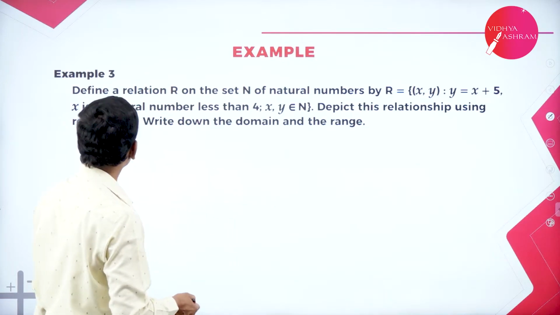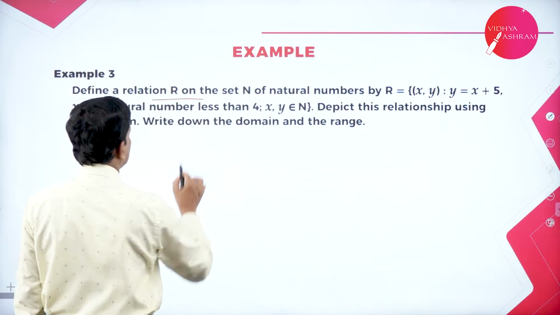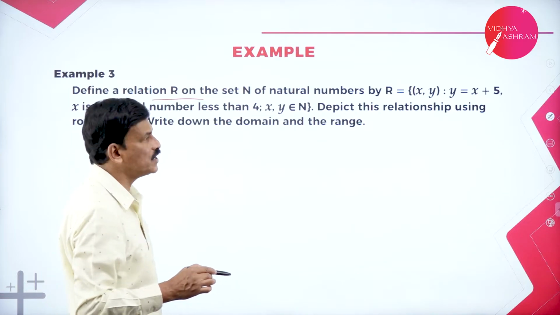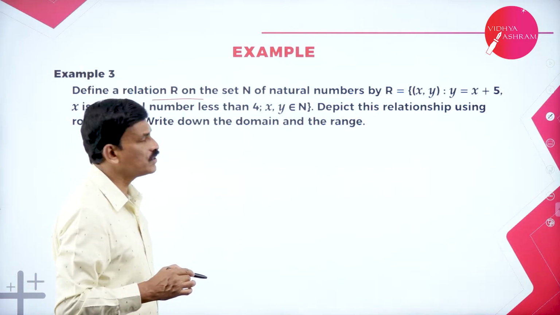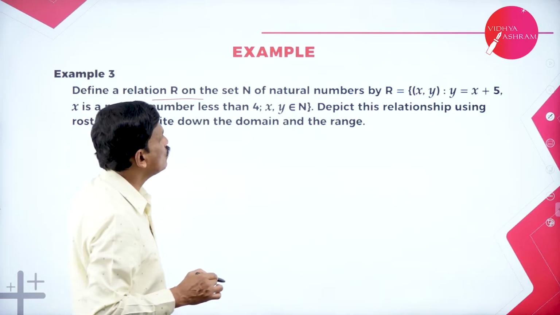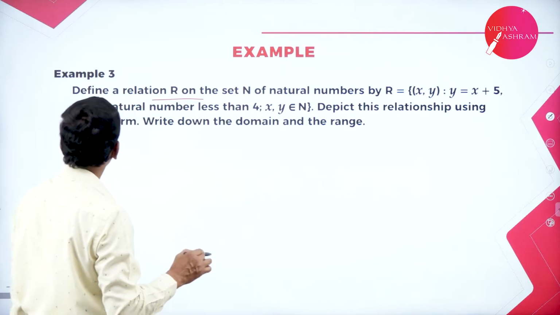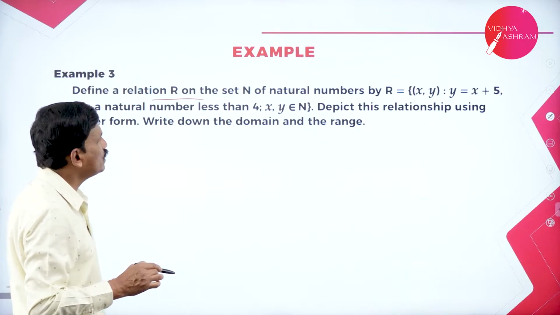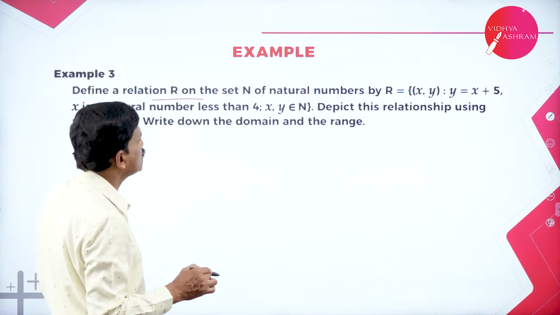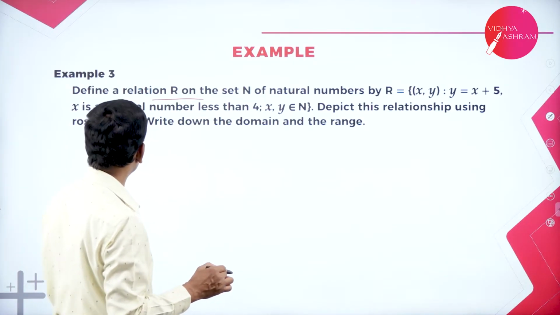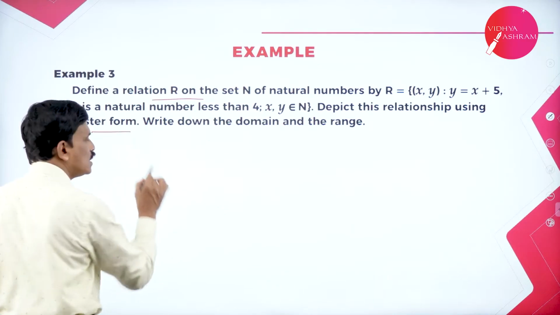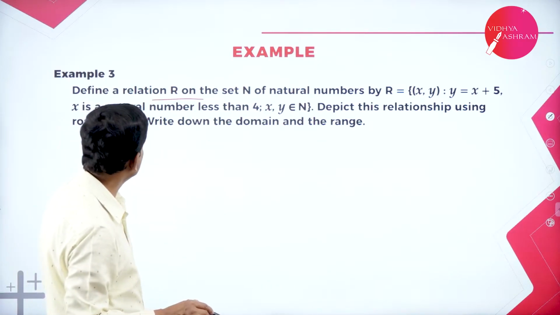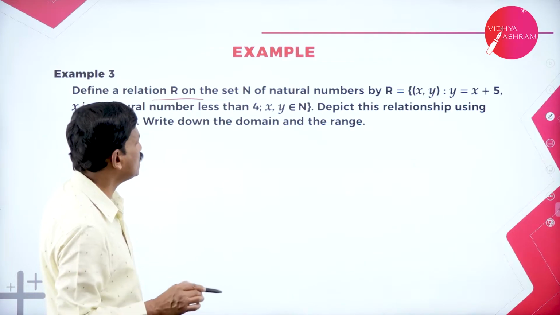What is the problem given? Define a relation R on the set N of natural numbers by R is equal to {(x, y) such that y is equal to x plus 5 and x is a natural number less than 4 and (x, y) belongs to N}. Depict this relationship using the roster form. That means represent this in roster form. Write down the domain and the range.